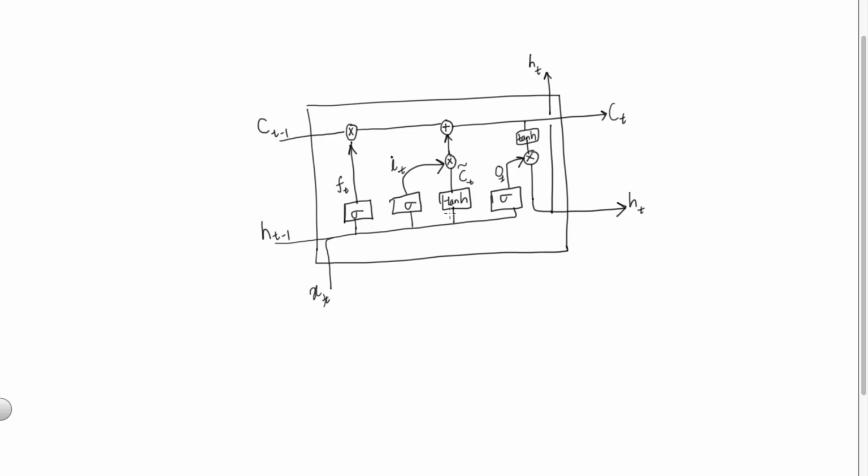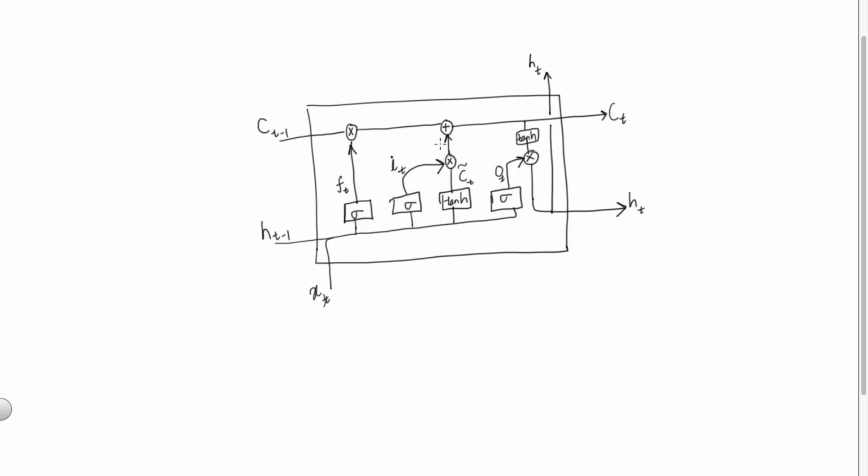Then we have this tanh layer over here. It creates a vector of new candidate values, c t bar. These new values can be added to this cell state, the c t minus 1 that's going on. And how much of this c t bar we will be able to add to c t minus 1 is regulated by this sigmoid layer.